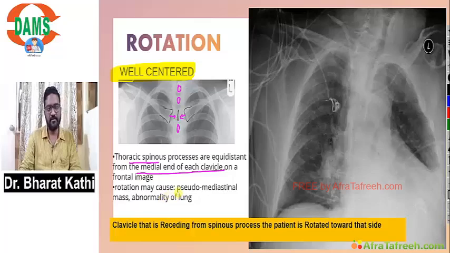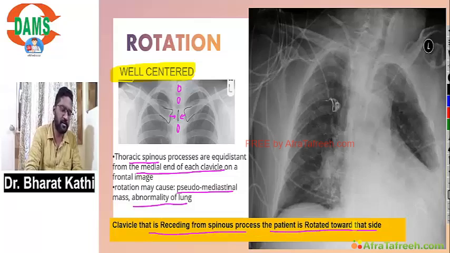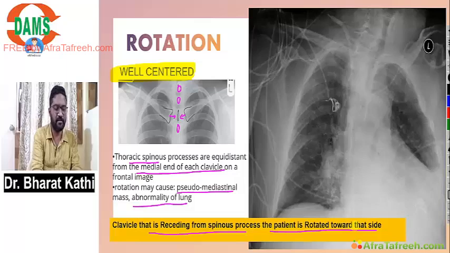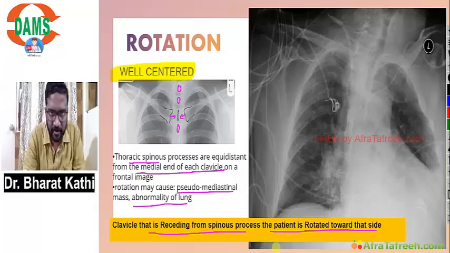If there is rotation, there can be a pseudo-mediastinal mass. You feel that there is some mediastinal widening, or you might abnormally think there is some opacity on that side. So the concept here is, the clavicle that is receding from the spinous process, the patient is rotated to that side. On whichever side the clavicle is receding, you call it that the patient is rotated to that side.